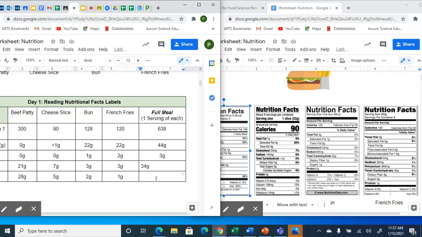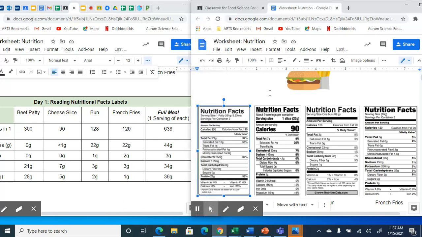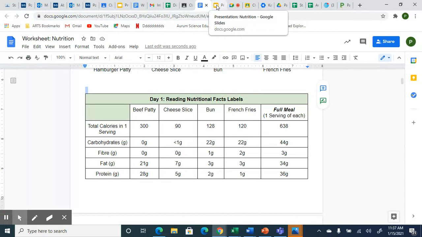28 plus 5, 28 plus 5, come on, clear. 28 plus 5 plus 2 plus 1 is 36 grams. All right, we got center. Make me happy. All right, so we have done the first part of this sheet. So let me make this big again and let's go back to our slides.